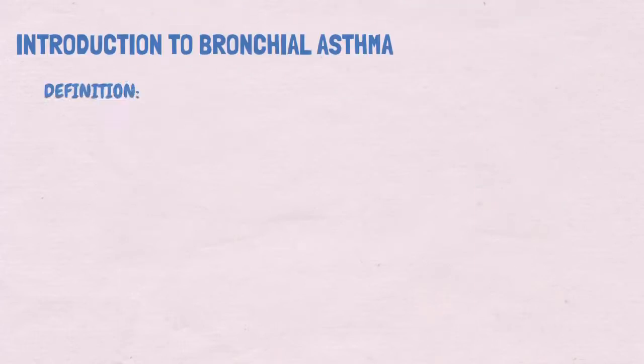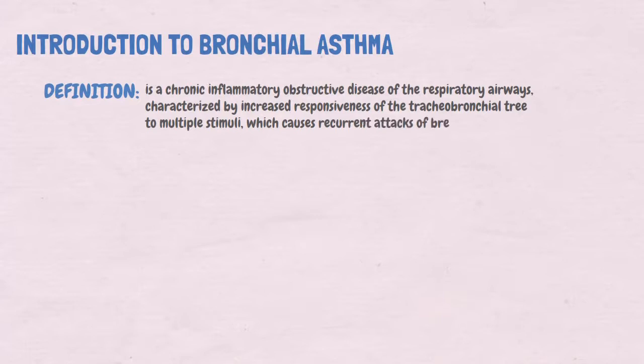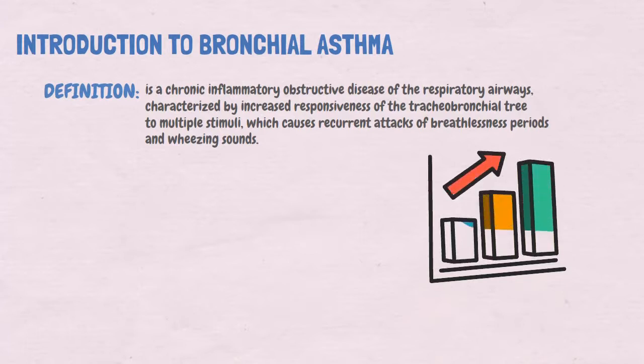So let's start. Bronchial asthma is defined as a chronic inflammatory obstructive disease of the respiratory airways, characterized by increased responsiveness of the tracheobronchial tree to multiple stimuli, which causes recurrent attacks of breathlessness periods and wheezing sounds. Bronchial asthma affects more than 18 million adults and 7 million children in the United States alone, making asthma one of the most common chronic diseases in this country.